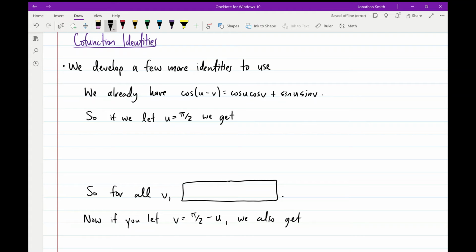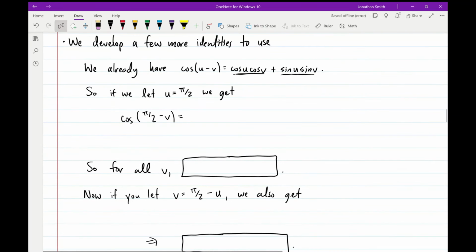All right, so we're going to develop just a few more identities that we can use. We already have from the first part that cosine of u minus v is equal to cosine u times cosine v plus sine u times sine v. So what happens if we take this formula and we let u equal pi over 2? We get cosine of pi over 2 minus v is equal to, plugging into the right-hand side of our difference formula, cosine of pi over 2 times cosine of v plus sine of pi over 2 times sine of v.